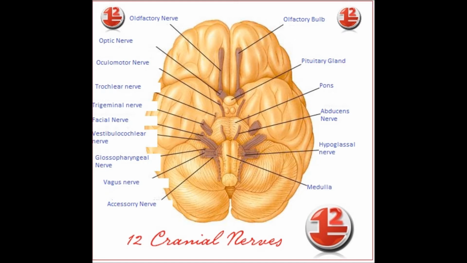These are the 12 pairs of cranial nerves that originate from our brain and brainstem. Each of them carries different functions related to different senses of the body. Apart from sensory functions, there are also some that work as motor nerves or mixed nerves.